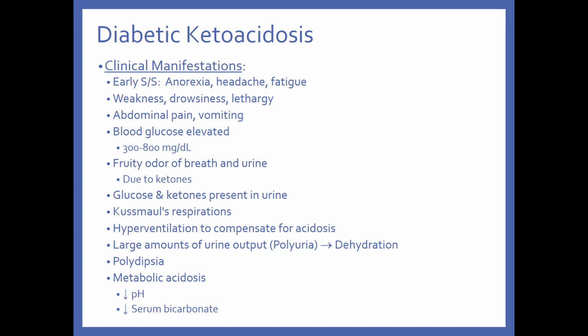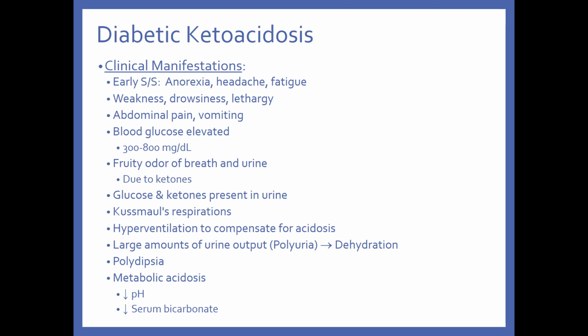Large amounts of urine output, that polyuria, because the body's trying to flush out all that sugar and all the ketones, so it's going to incorporate more water there and try to flush it out of the system, so the kidneys are trying to compensate for that metabolic acidosis. But then that potentiates the whole problem of dehydration, so they're losing too much fluid and now they are very dehydrated when they come in. Increased thirst, polydipsia, and then the metabolic acidosis on ABGs.